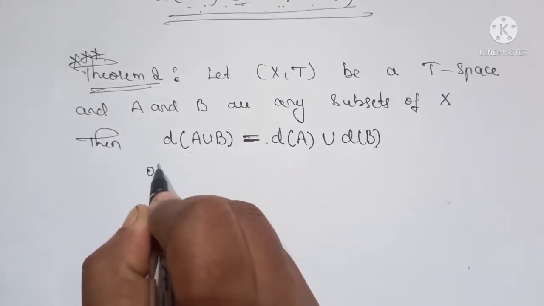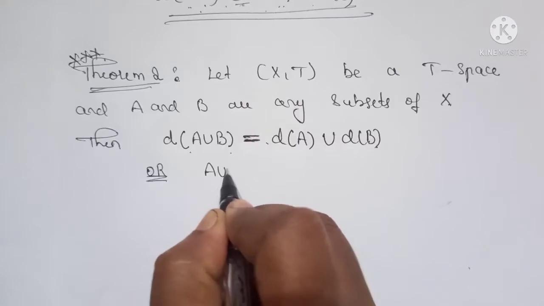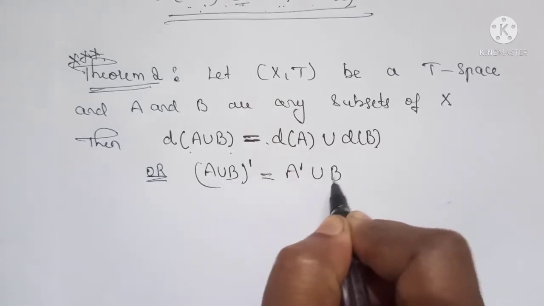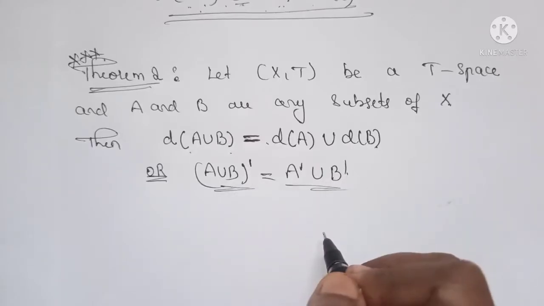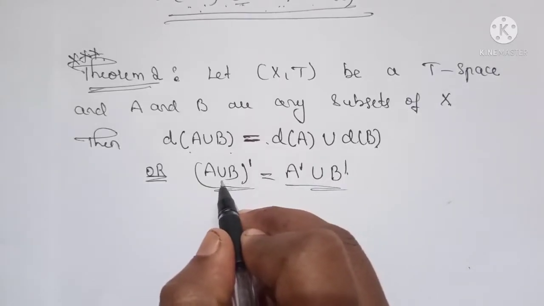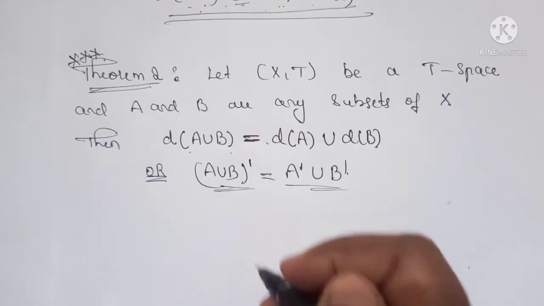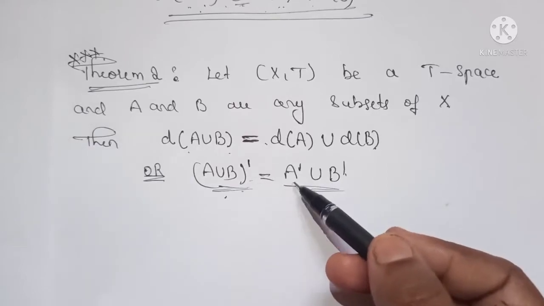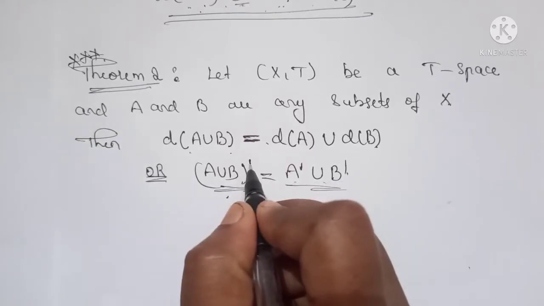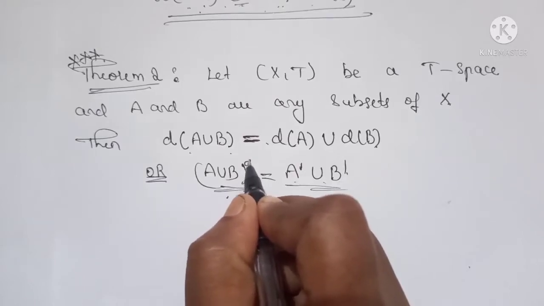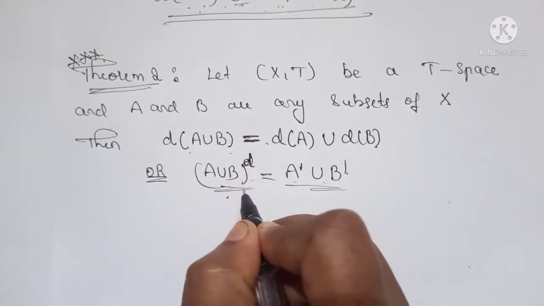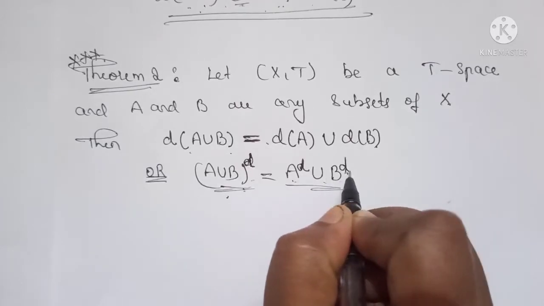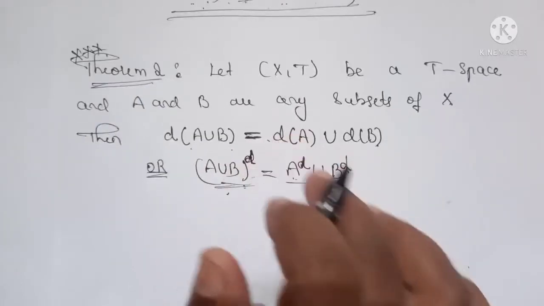Also, it may sometimes be denoted by (A union B)' is equal to A' union B'. As we denote by De Morgan's law, it is also denoted this way in some cases. In some textbooks it is denoted by (A union B)' is equal to A' union B', or it is also denoted by (A union B)^c is equal to A^c union B^c. So all these are the same.